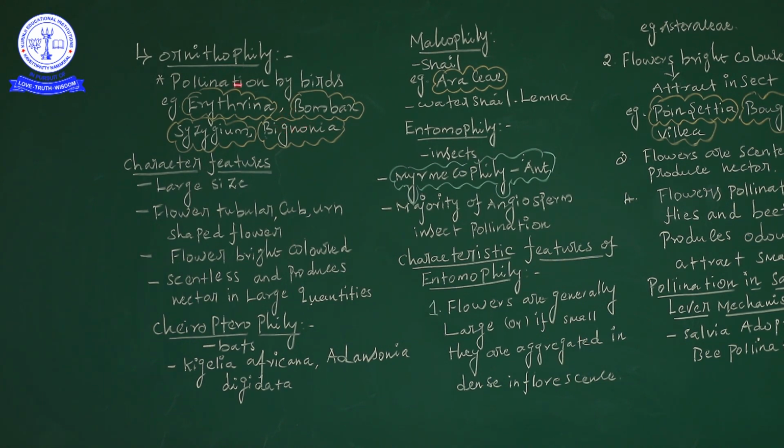Okay, and then the characteristic features. First of all, a large size of flower is present, and the flower is tubular, cup or urn-shaped. That is a very natural floral character. And then the flower is bright in color. What is the reason for bright color? It attracts the birds. That is a main nature.